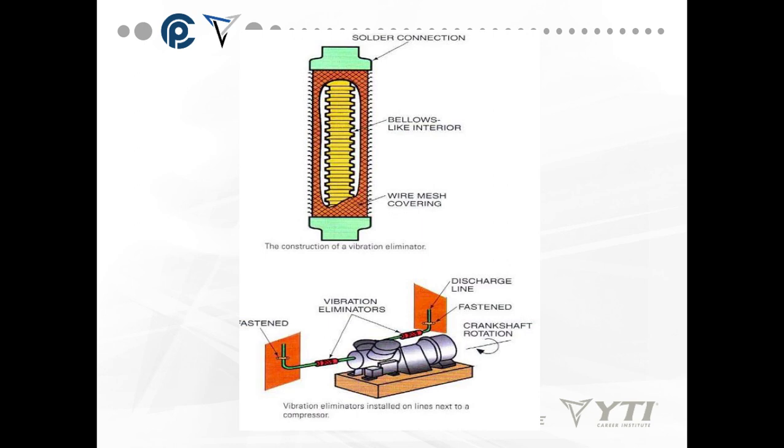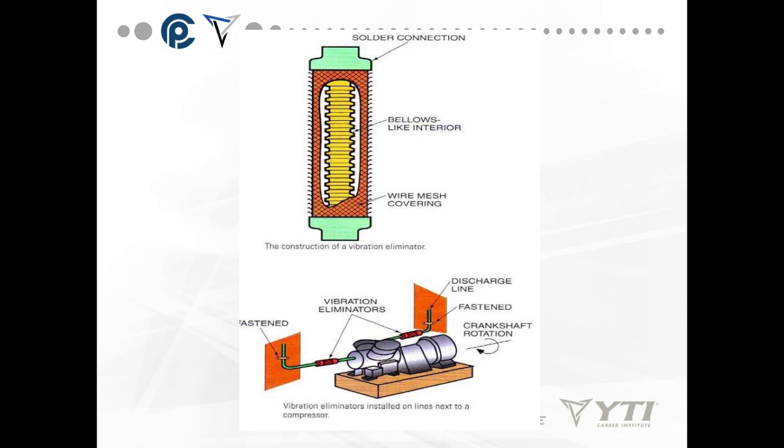Okay? So again, this is how they're piped. Okay? The discharge line is fastened to a solid object. We use a vibration eliminator here. We fasten the suction line again. We use a vibration eliminator. Okay? The inside is a bellows-like interior with a wire mesh covering. Solder connections on each side.